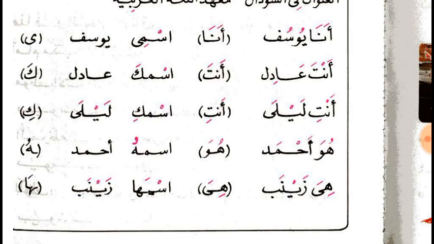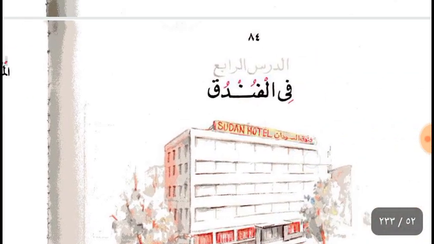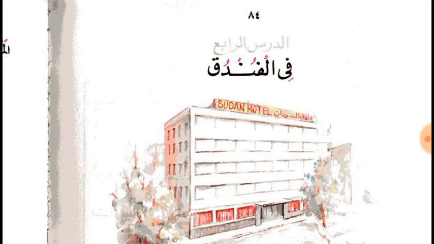Huwa Ahmad, he is Ahmad. Ismuhu, his name. Hu means his. Hiya Zainab, she is Zainab. Ismuha, her name. Ha means her. Ya means my, ka means your, ki means your, hu means his, ha means her. All these pronouns are for possession. On the next page we have the next lesson, inshallah we'll study tomorrow. Yes, sir.